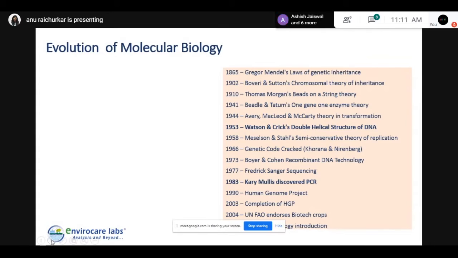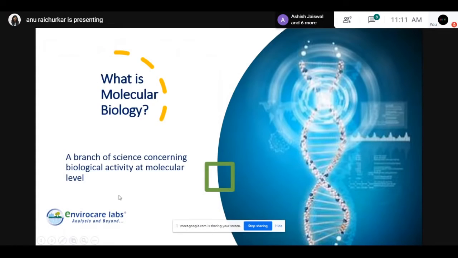Okay. So this was the evolution of molecular biology, and now that we've seen how molecular biology has evolved over a period of 50 years, let us come to the very basic question that I'm sure most of you have in your mind: what exactly is molecular biology? It is very difficult to explain to a layman what exactly this complex field is. But to put it in simple terms, it is a branch of science which concerns the study of biological activity that happens at a molecular level.